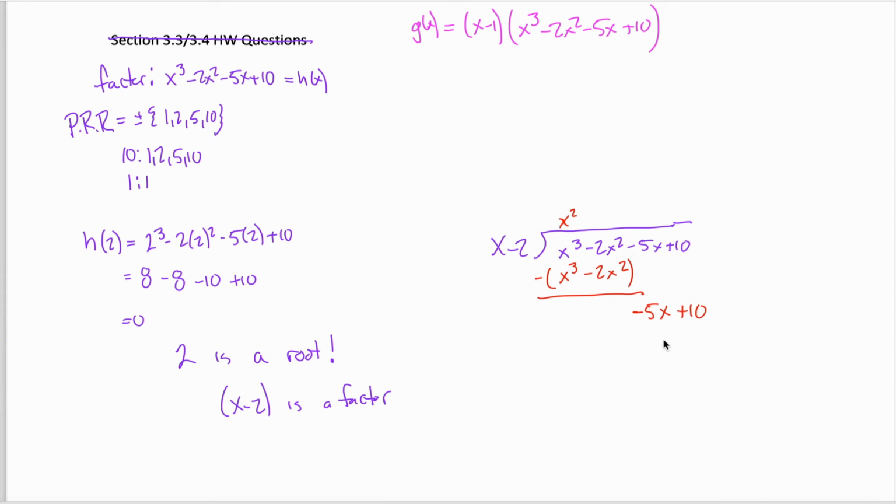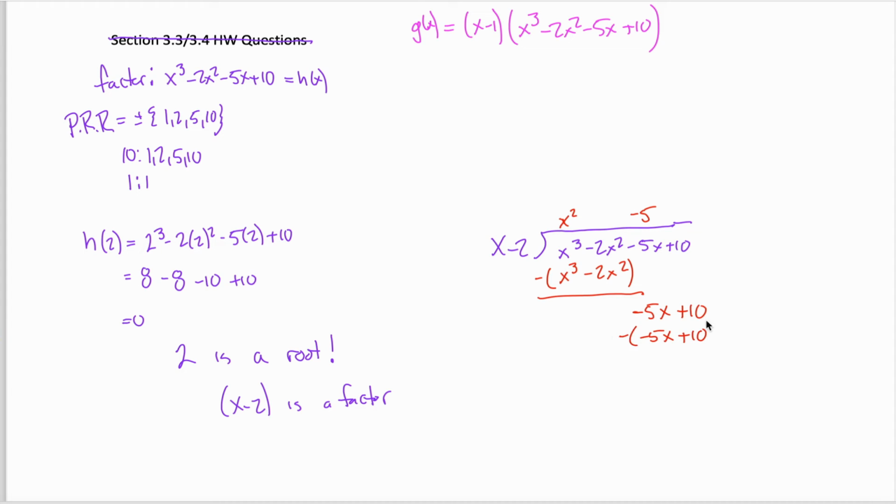Negative 5x plus 10. And then try to get rid of this negative 5x plus 10. Let's see, negative 5x plus 10. To get rid of that, I'd need a negative 5 up top. Maybe I'll write it way over here to kind of keep things lined up. Negative 5 times x minus 2 gives me negative 5x plus 10.